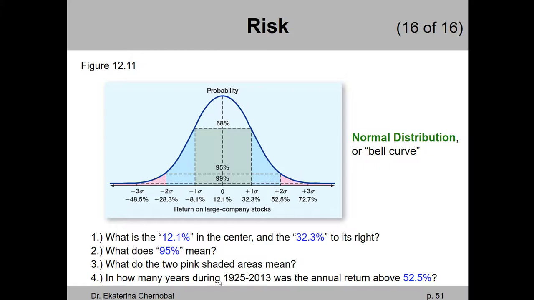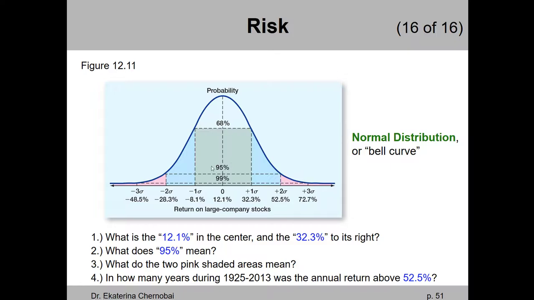And now question number 4. In how many years during 1925 to 2013 was the annual return above 52.5%? So this is 52.5%. It corresponds to 95% probability of occurring, or actually occurs, since we're talking about the history, about the past. So annual return above 52.5%. That's this pink shaded area on the right.